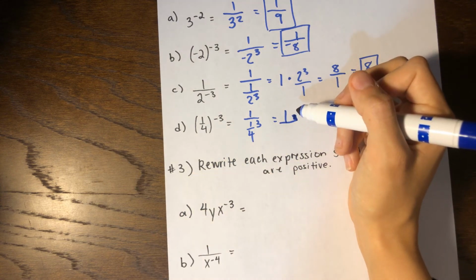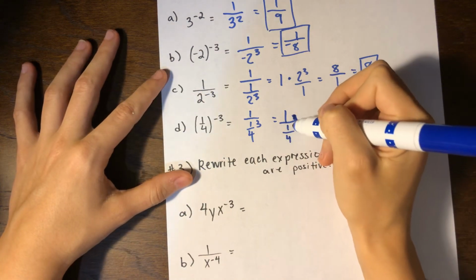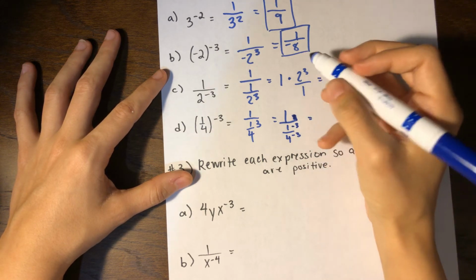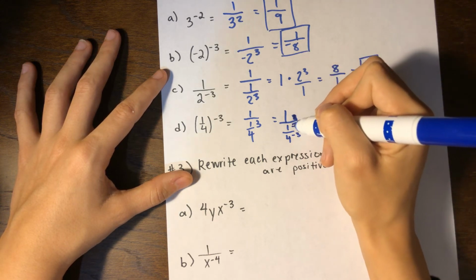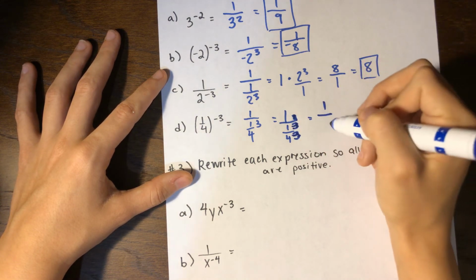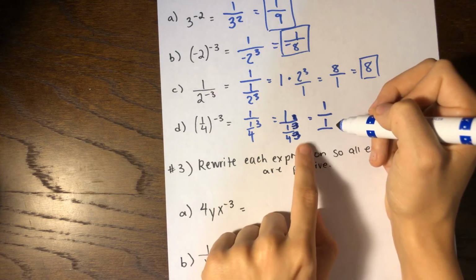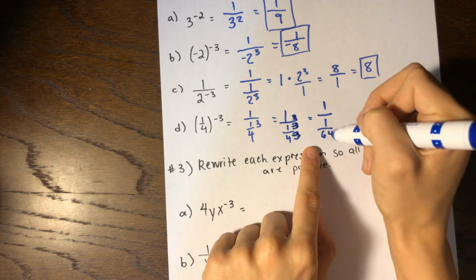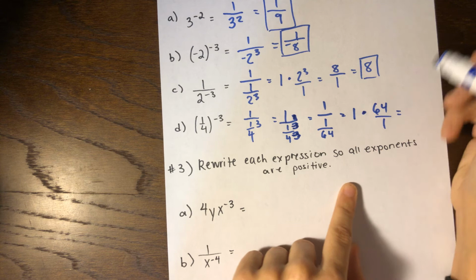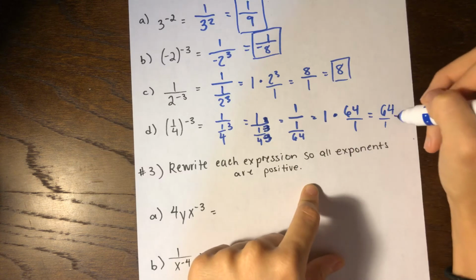So that is saying when it's written out like this, we have 1 over 4, and the 3 applies to both. So when I write it, this 3 is going to apply to both. So it's going to be 1 over, 1 to the 3rd power is 1, 4 to the 3rd power, 4 times 4 is 16, 16 times 4 is 64. Okay, so now I can do the keep, change, flip. Multiply straight across, and I get 64 over 1, which is 64.